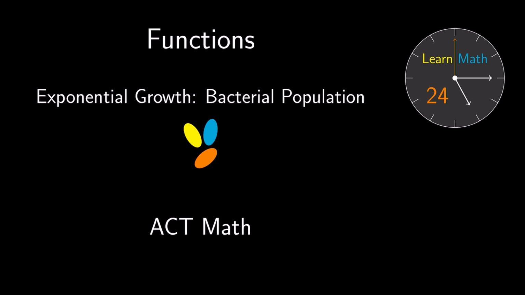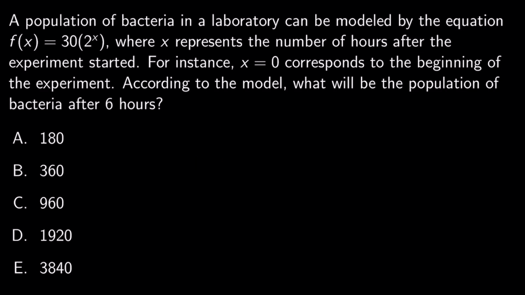In this video, I'm going to show you how to solve a typical question involving functions with exponential growth on the ACT math test. Here's an example. A population of bacteria in a laboratory can be modeled by the equation f of x equals 30 times 2 to the power of x, where x represents the number of hours after the experiment started. For instance, x equals 0 corresponds to the beginning of the experiment. According to the model, what will be the population of bacteria after 6 hours?